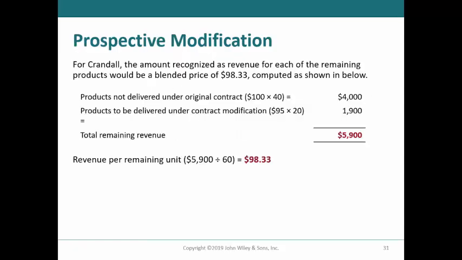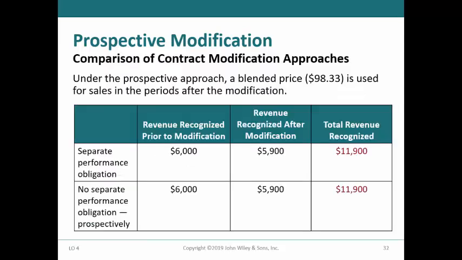If the change to the Crandall contract was treated as a modification of the existing contract, then the revenue on the contract would be recognized using a blended price of $98.33 per product. This amount is equal to the total revenue left to be recognized, $5,900, divided by 60, the total number of products left to be delivered. Under either method, the total revenue recognized of $11,900 is the same.